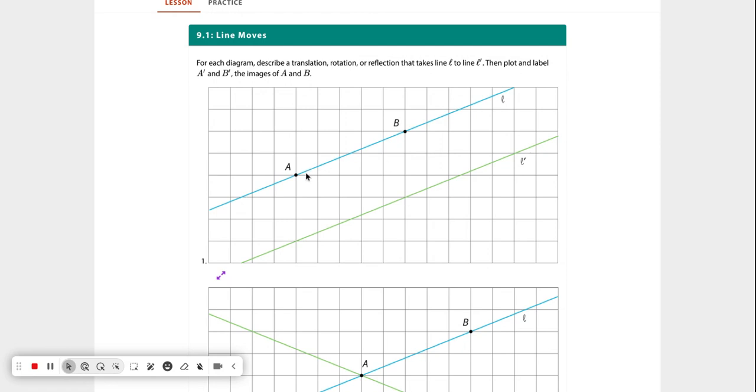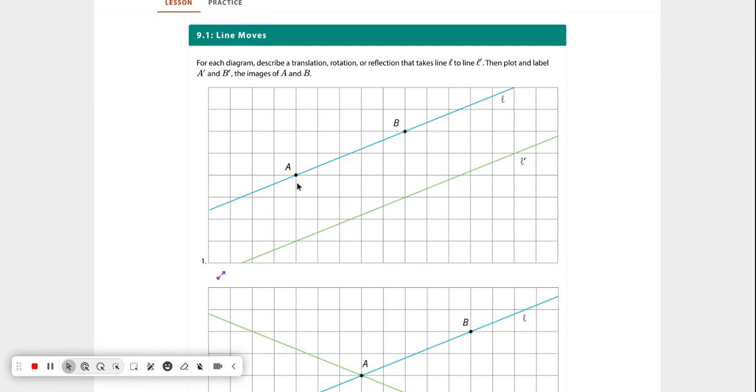Then we need to plot the images of A and B as A prime and B prime. There may be more than one correct way to do this, and as long as you can prove your point with tracing paper, that's good.